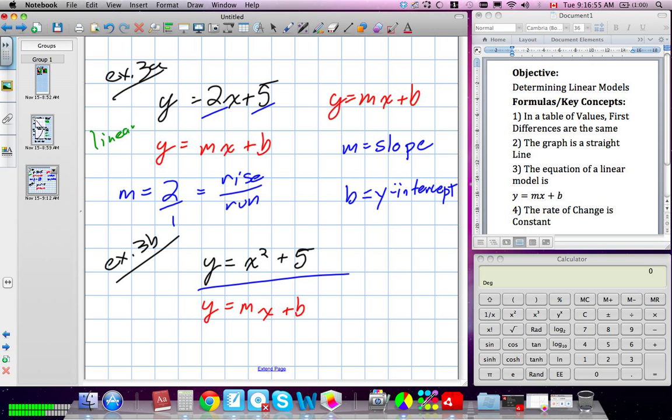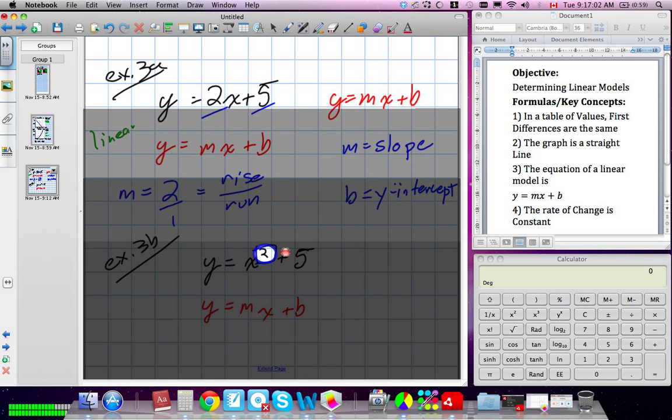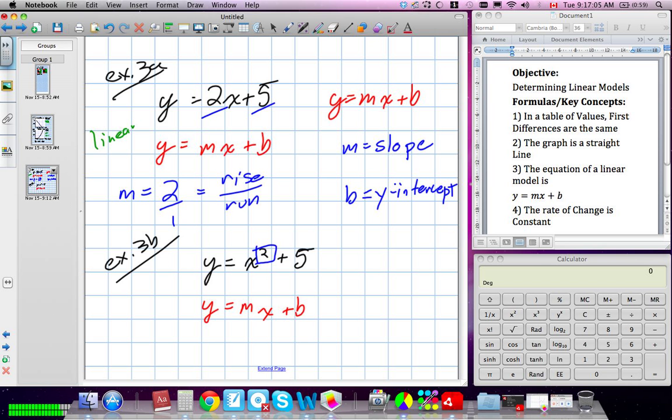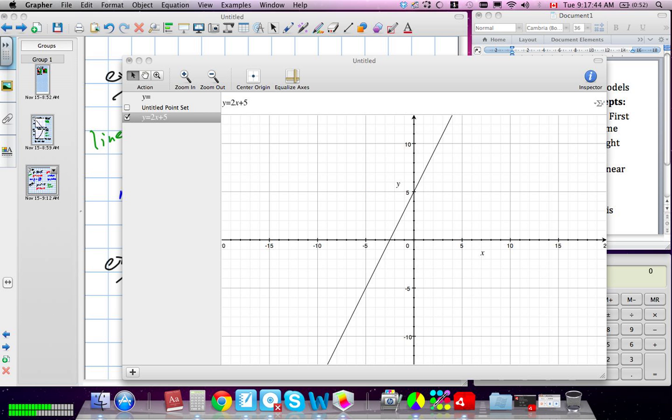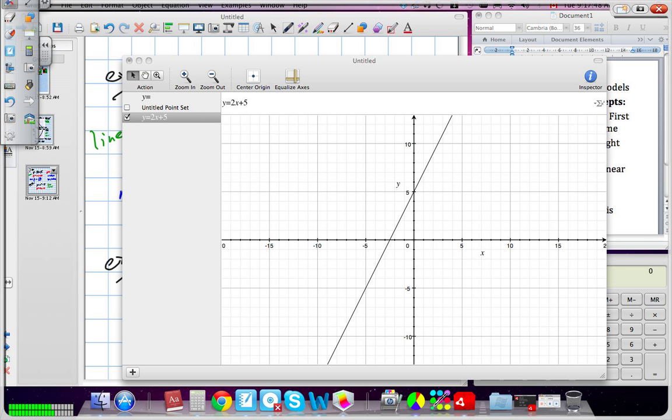Our x variable is to the power of 2. So this is not linear. So if we take a look at our first one, we plugged in y equals 2x plus 5. When I plugged it into the calculator, we got a straight line, which also proves that we have a linear model. So we know that the first one was linear.